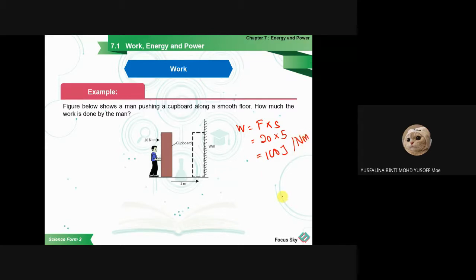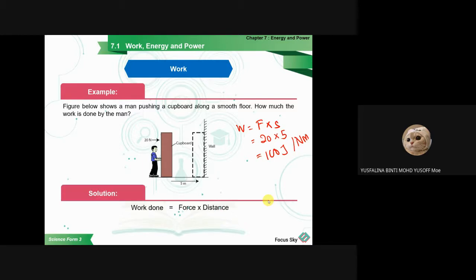For Fs, that one is the formula. You cannot use that as a unit. So 20 times 5, you got 100. So for work, the unit is joule or Newton meter. So let's check the answer. Okay, so you got 100 joule.